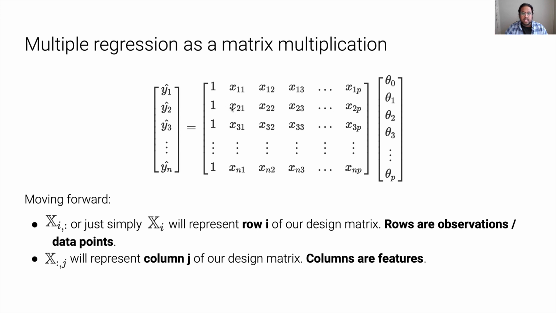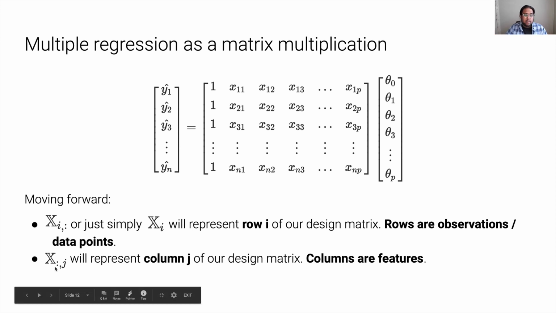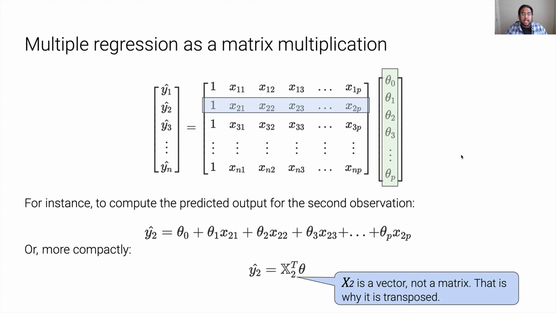It would represent 1, x21, x22, all the way through x2p. X colon comma j will represent column j of our design matrix. So this is saying give me every row but only column j. Now let's zoom in on a calculation.